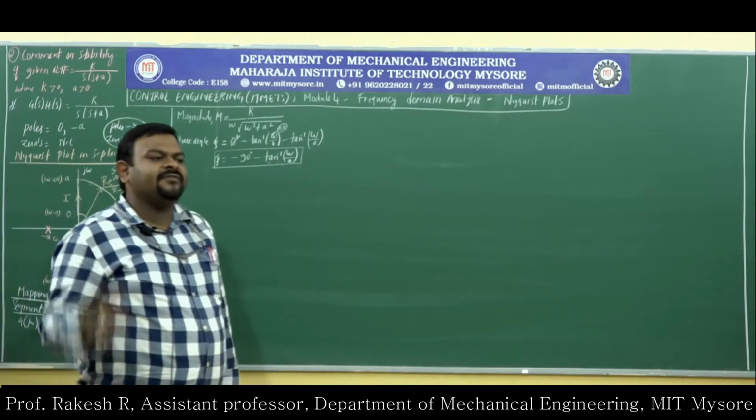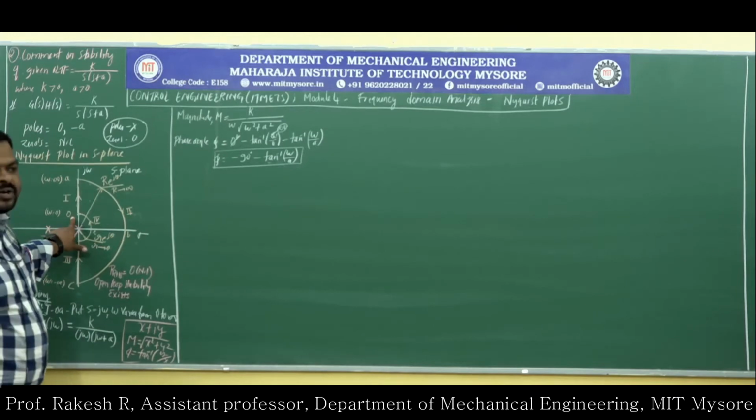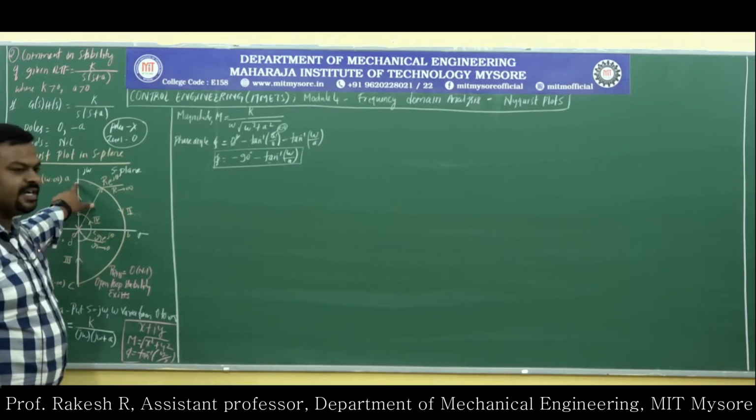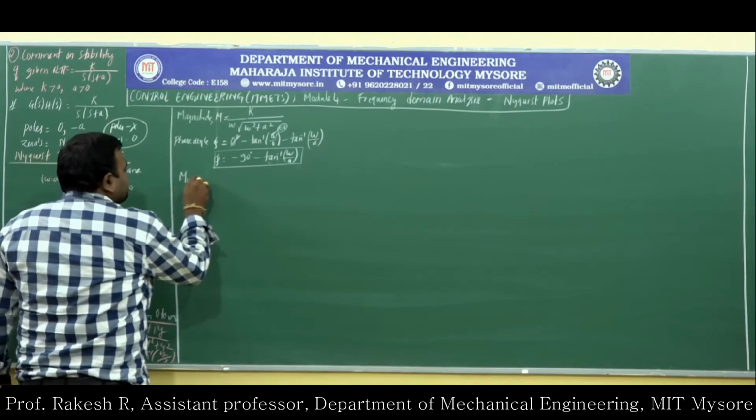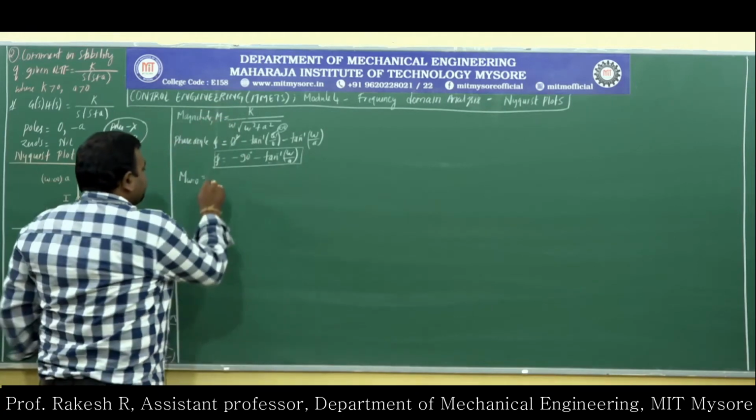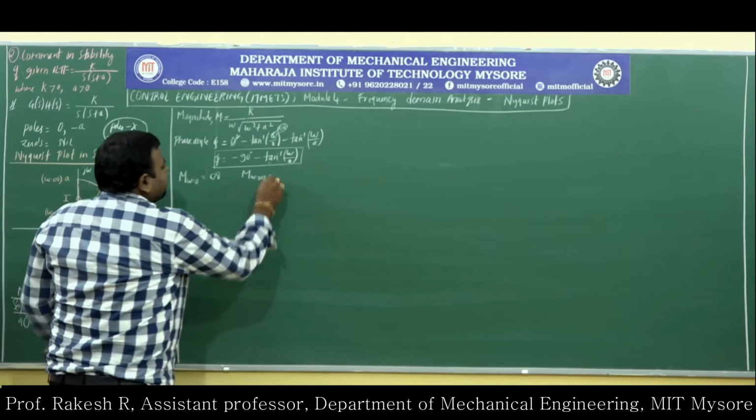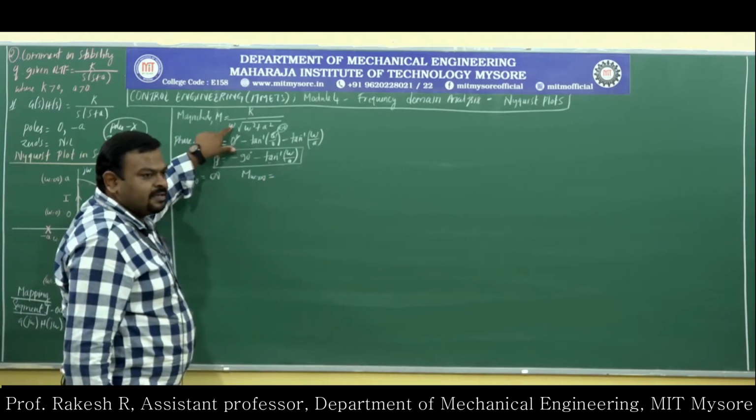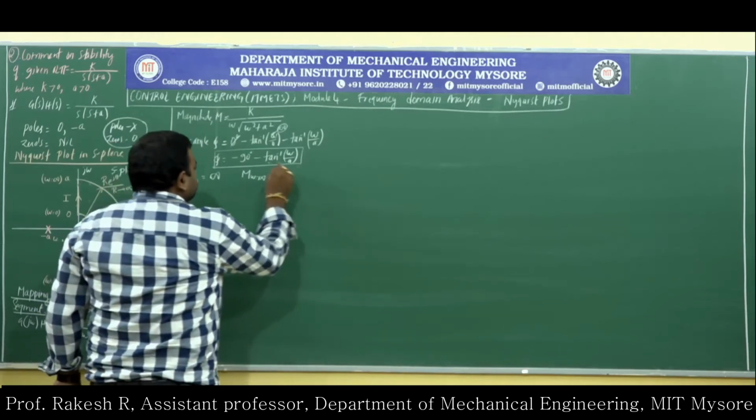You have to calculate what is the magnitude when omega is equal to 0. You have to calculate what is the magnitude when omega is equal to infinity. The same thing I will be doing. What is the magnitude at omega is equal to 0? If I give omega is equal to 0, anything by 0 is infinity. What is the magnitude at omega is equal to infinity? If I give omega as infinity, then anything by infinity is 0.